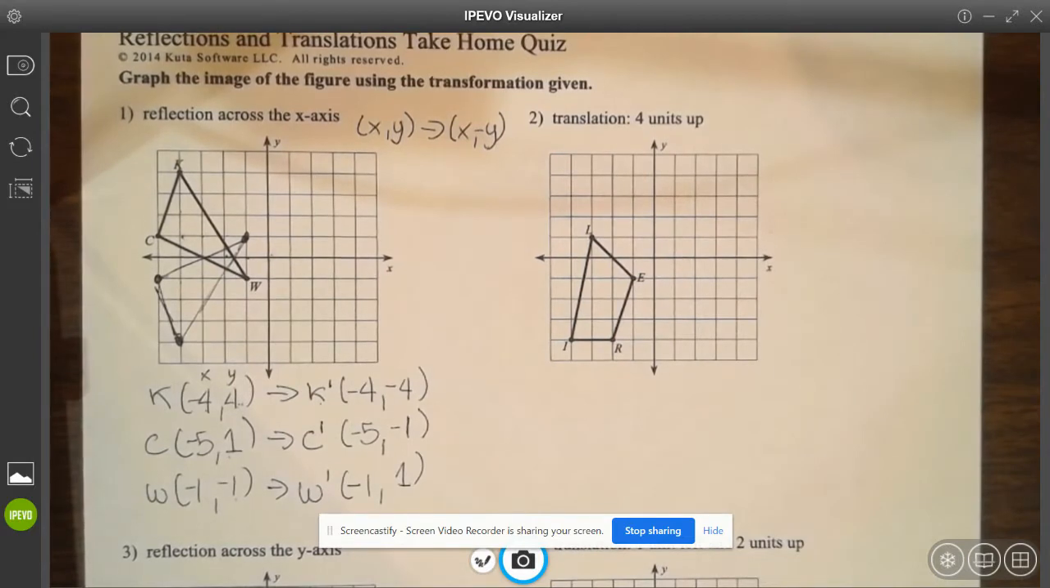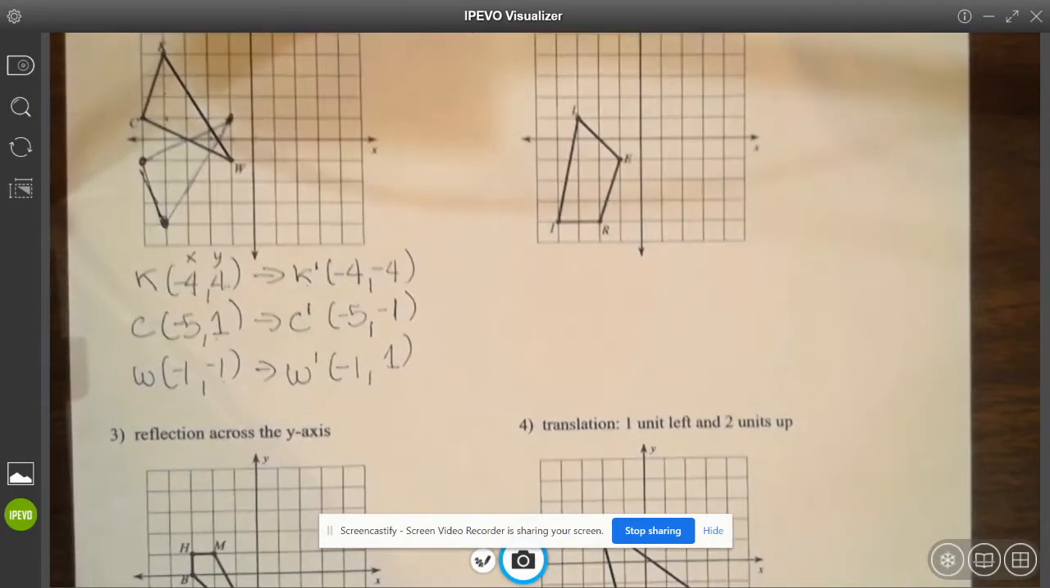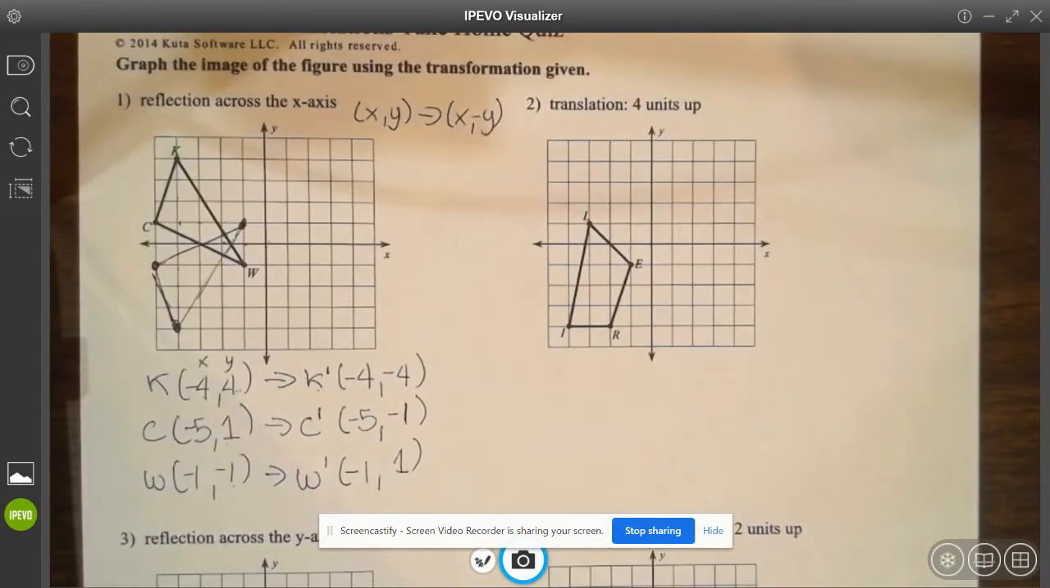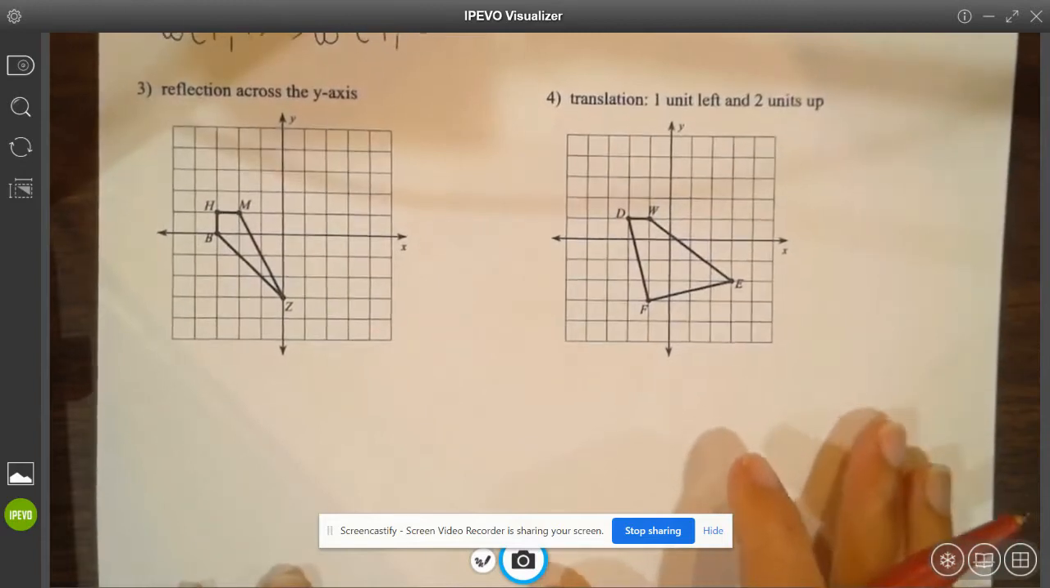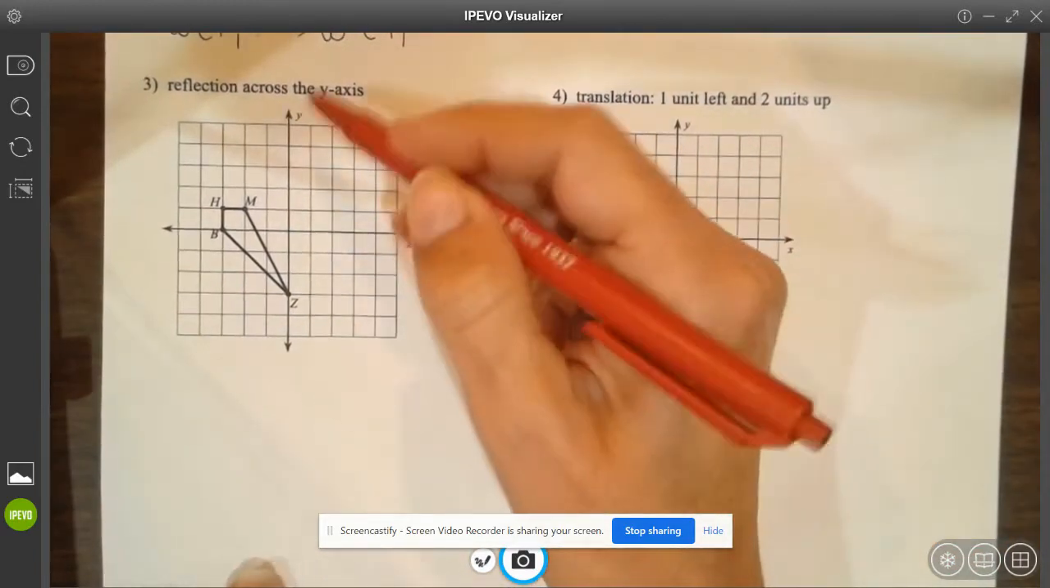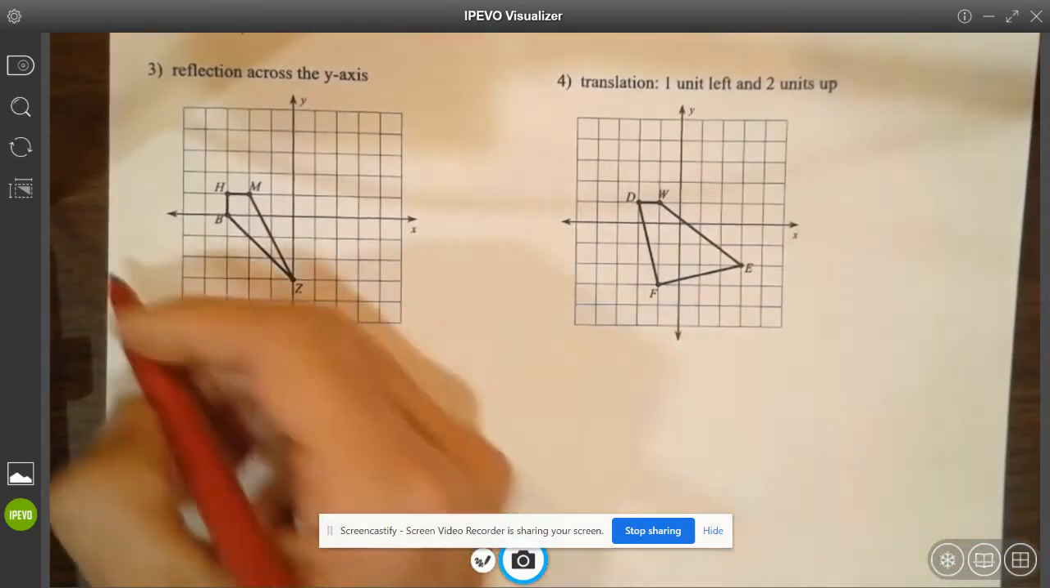All right, so let's do another reflection, this time about the y-axis. This is the x-axis, and this is the y-axis. My y-axis is this one right here. So let's find the points really quick.